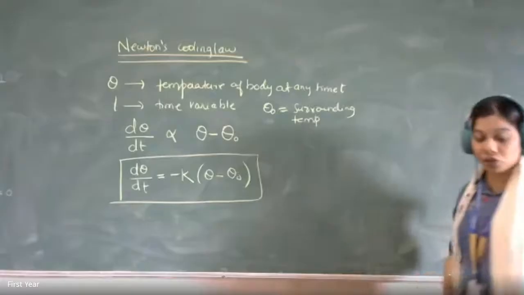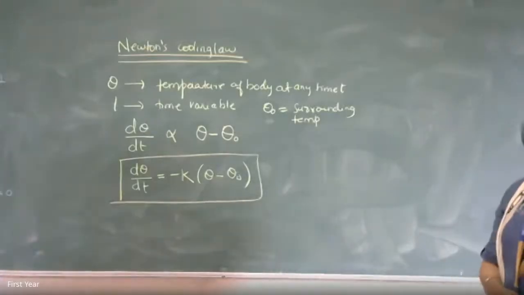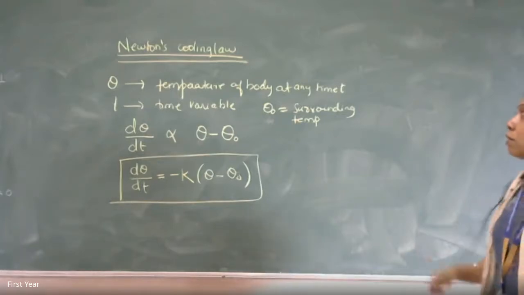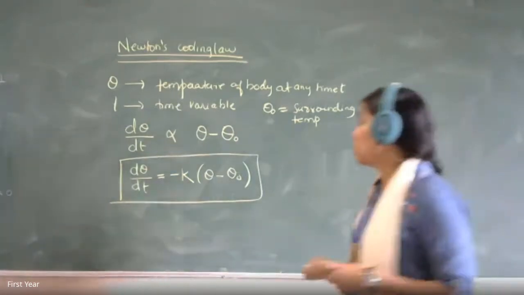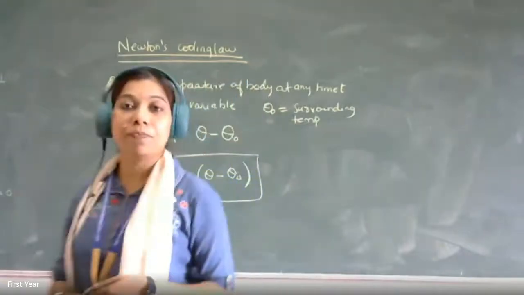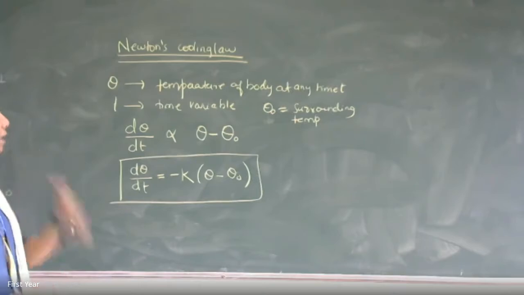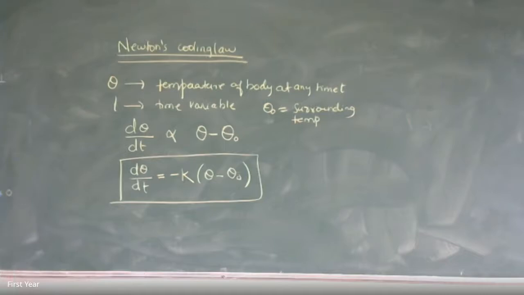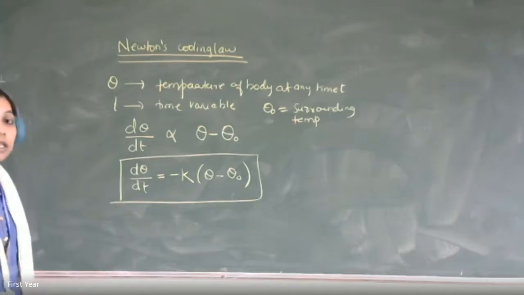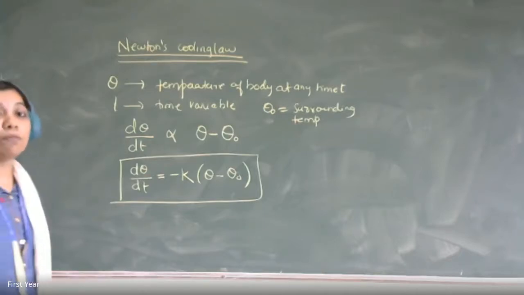So let's write down the statement, write down the differential equation, and then we'll solve it. Take it. If theta is the temperature of a body at any time t, theta naught is the surrounding temperature where the body is kept.